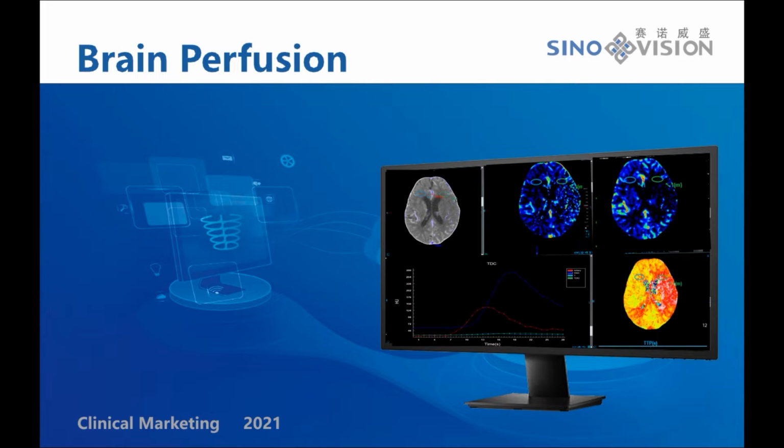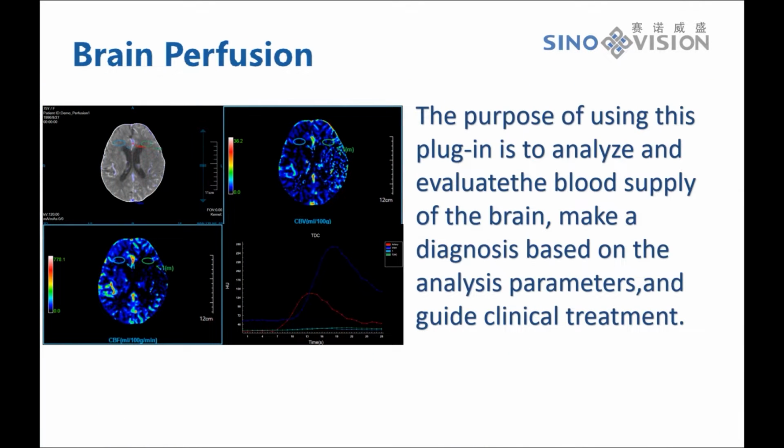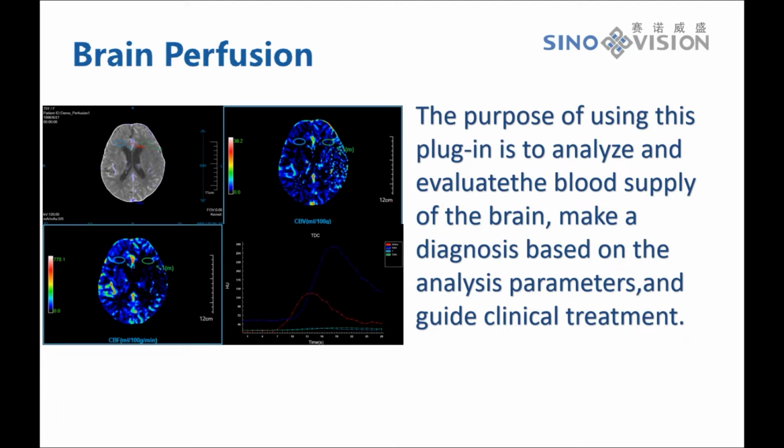Today I will introduce the function and operation of the Brain Perfusion Analysis (BPA) application plugin. The purpose of using this plugin is to analyze and evaluate the blood supply of the brain, make a diagnosis based on the analysis parameters, and guide clinical treatment. It is a functional application of the CT. Now let me demonstrate the specific operations below.